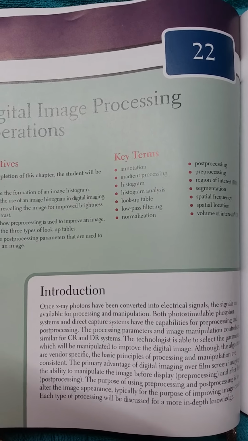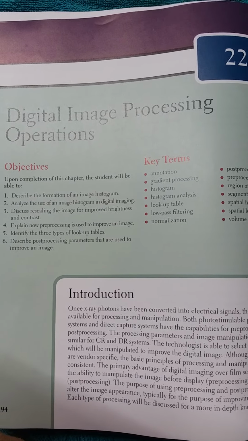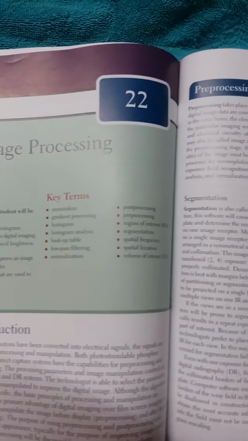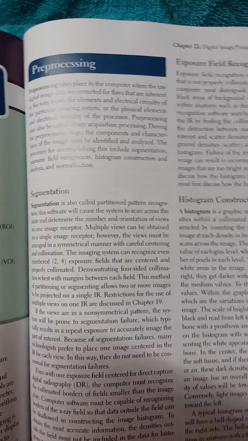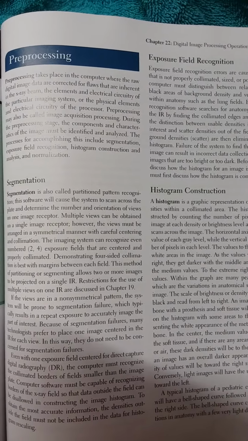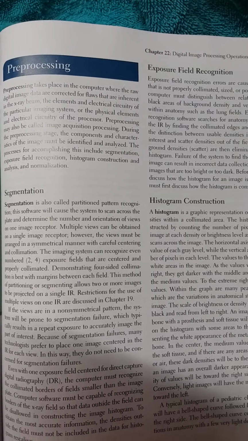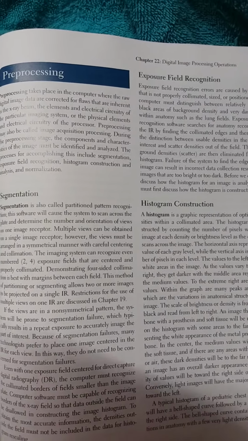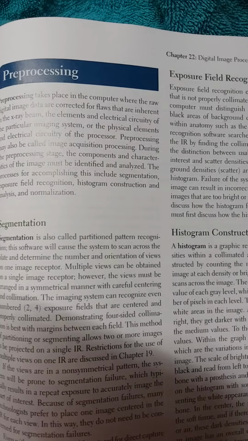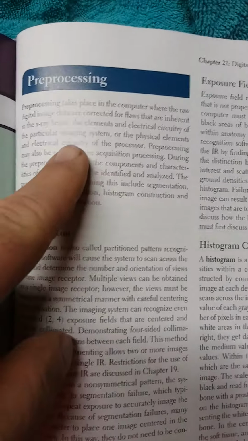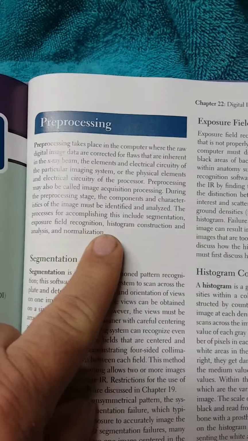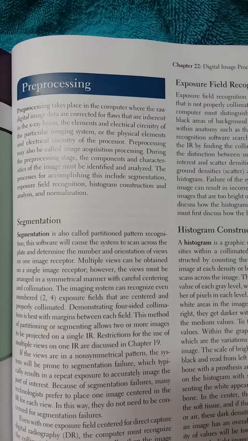Hi, this is the video lesson for Chapter 22, Digital Imaging Processing Operations, which basically what this chapter is talking about is the manipulation of the image data that comes from the image receptor and by the computer and how it is processed. And that begins with pre-processing, which means the raw data, as it says here in the book, has to be processed, pre-processed, before anything else can be done to it.